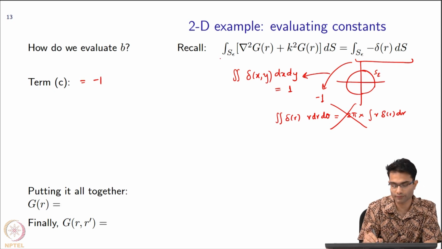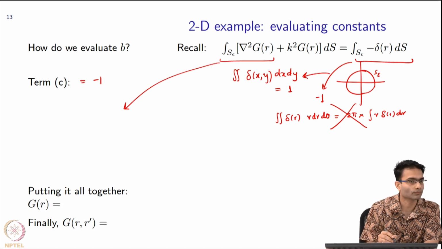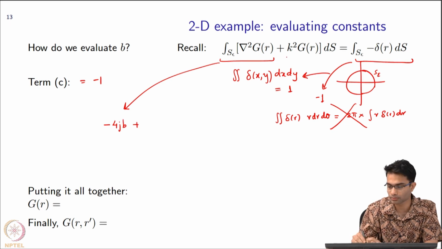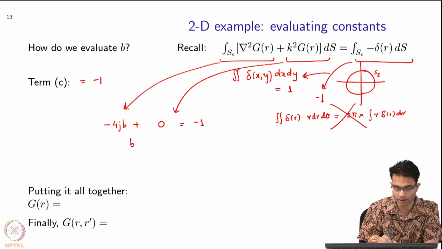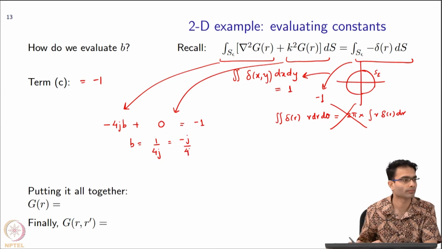So finally, what all did we have left over here? The first term gave us -4jb, right. So that gave us -4jb. The second term gave us 0, right. And finally over here I have -1, right. So b is equal to 1 by 4j, which is equal to -j by 4.